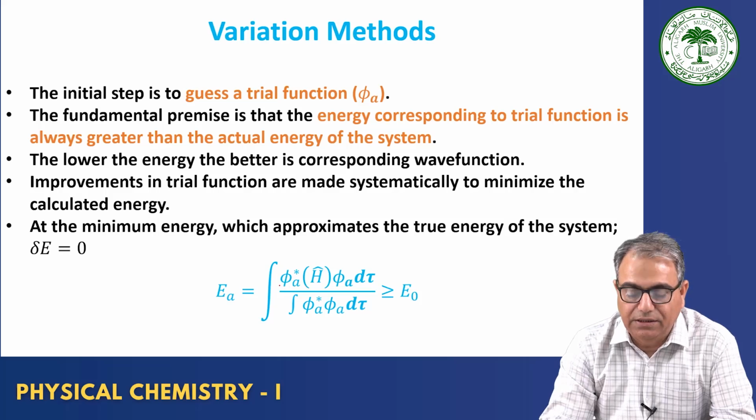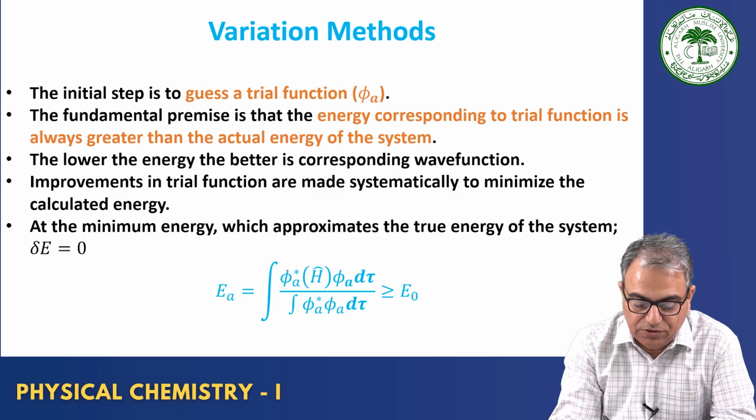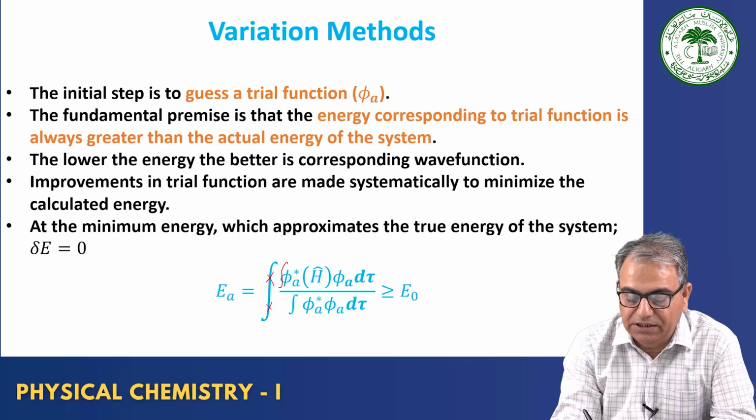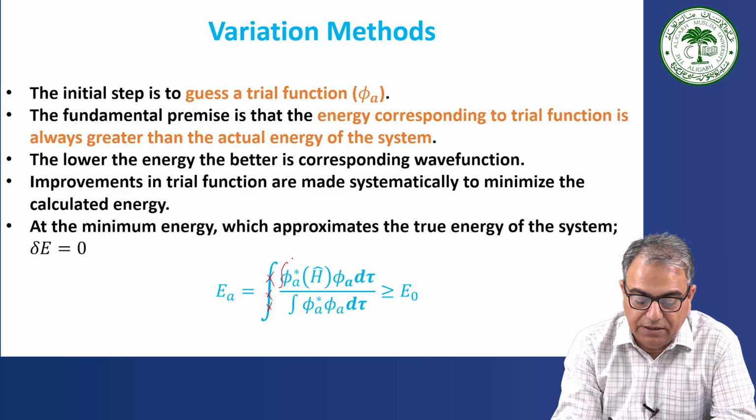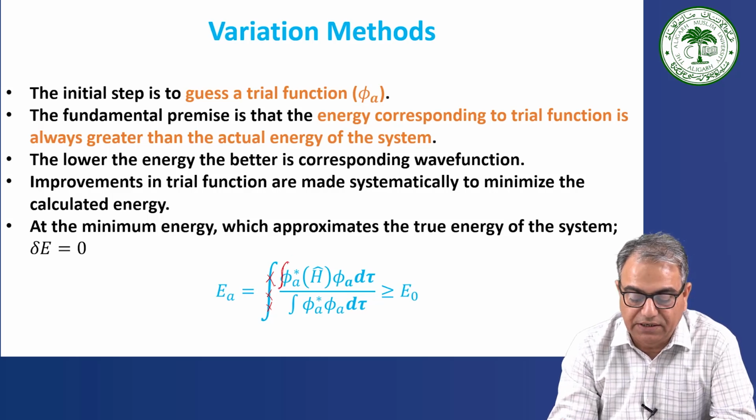Phi integral. This integral is wrong. This integral should be here. Okay, so remove this one. This integral of phi a star h phi a d tau, and then integral of phi a star phi a d tau. Okay, so you remove this integral and add integral here. Of course, minus infinity to plus infinity I have written.